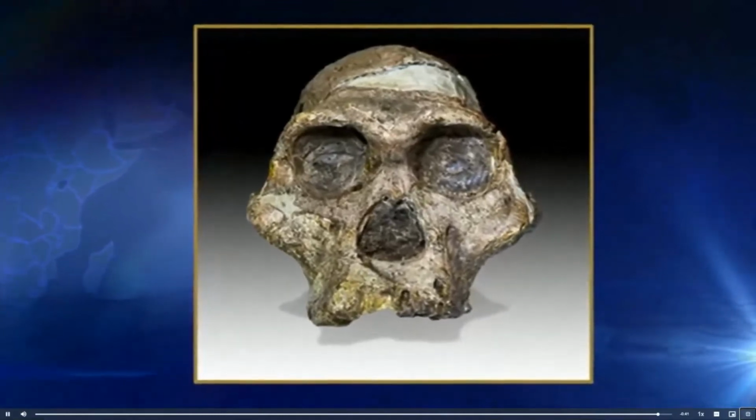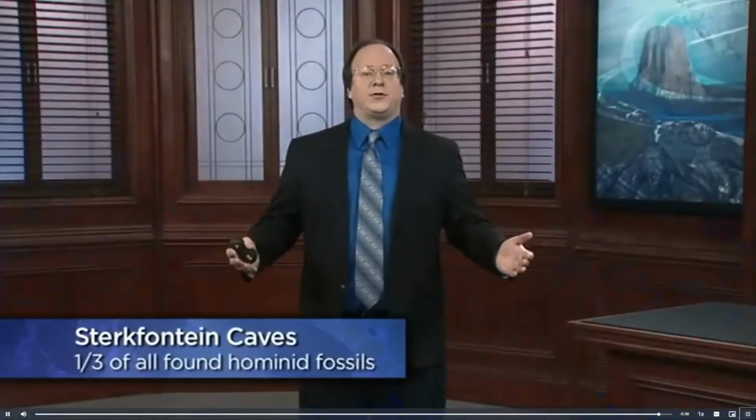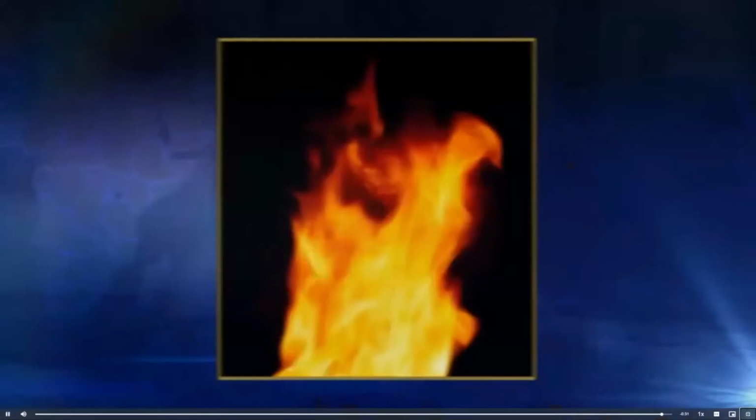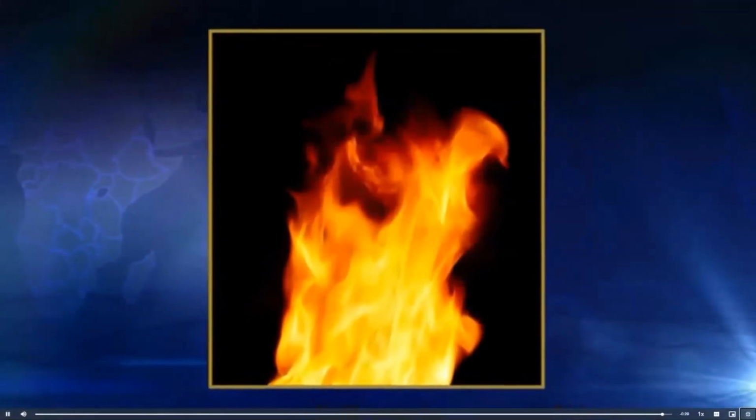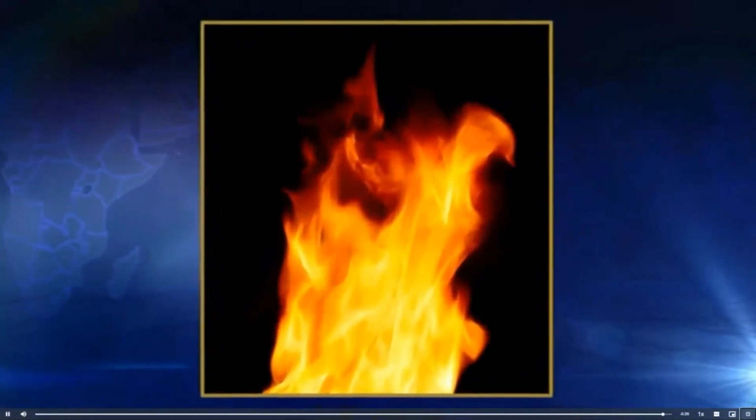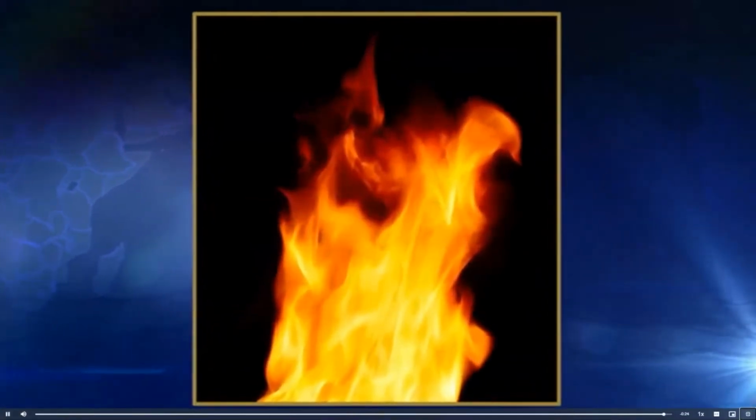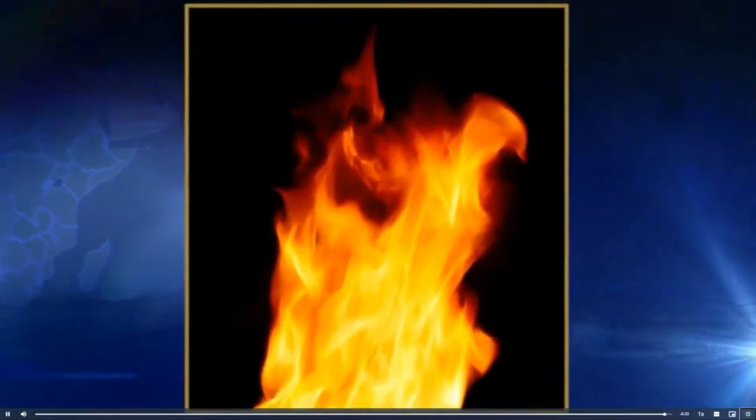Huge numbers of hominid fossils are here. In fact, a third of all hominid fossils ever found are in this one cave alone. It's also the oldest find of the use of controlled fire from 1 million years ago. This is where our ancestors first learned how to use fire.